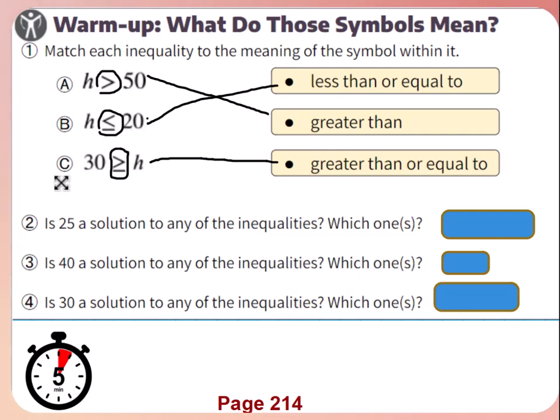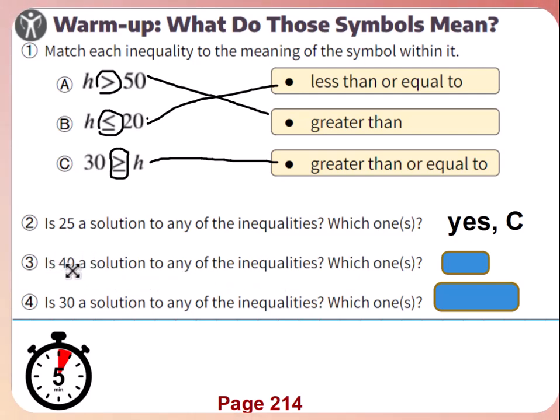So let's move on to C and substitute in 25 for H. Is 30 greater than 25? Yes, it is. It's not equal to, but it is greater. So yes, C, 25 is a solution to the inequality 30 is greater than or equal to H. Question number 3, is 40 a solution to any of the inequalities? Which ones? So we're going to do the same thing.